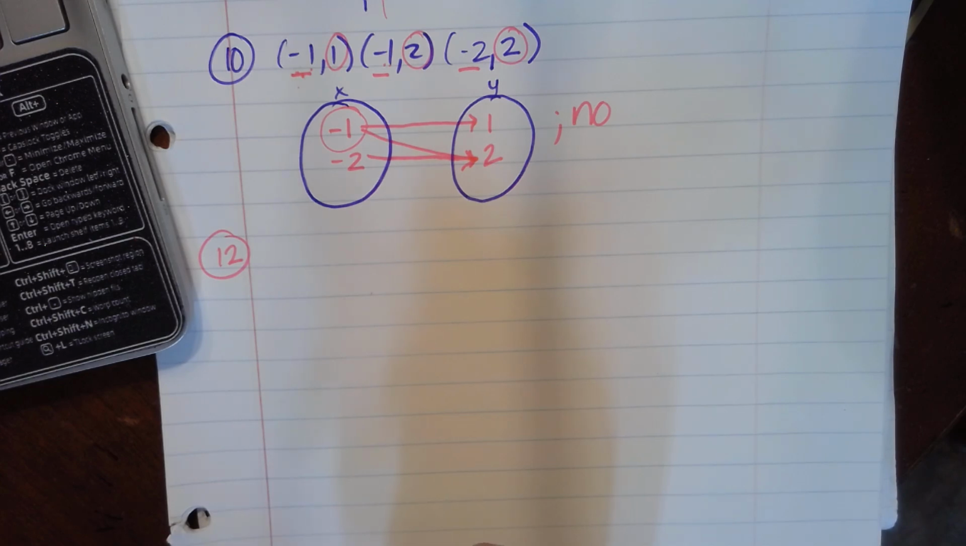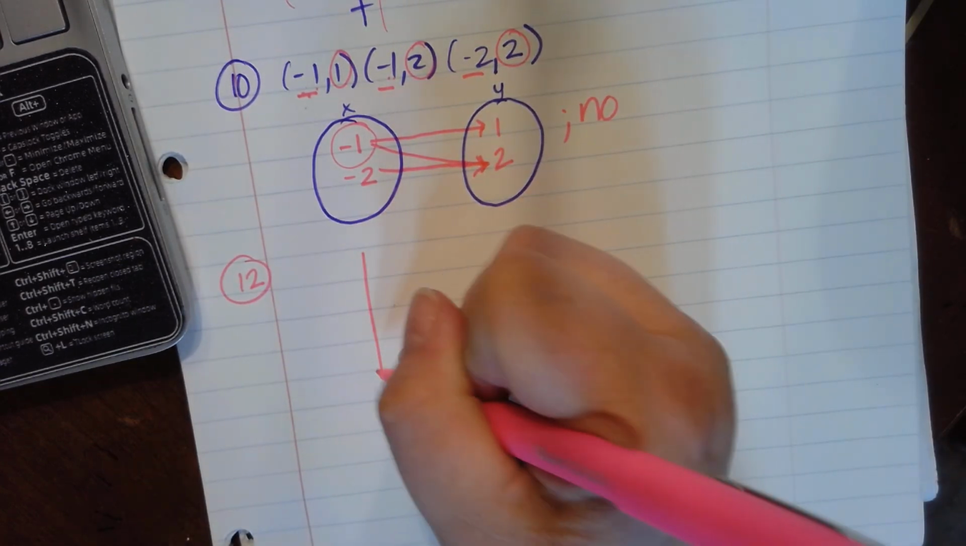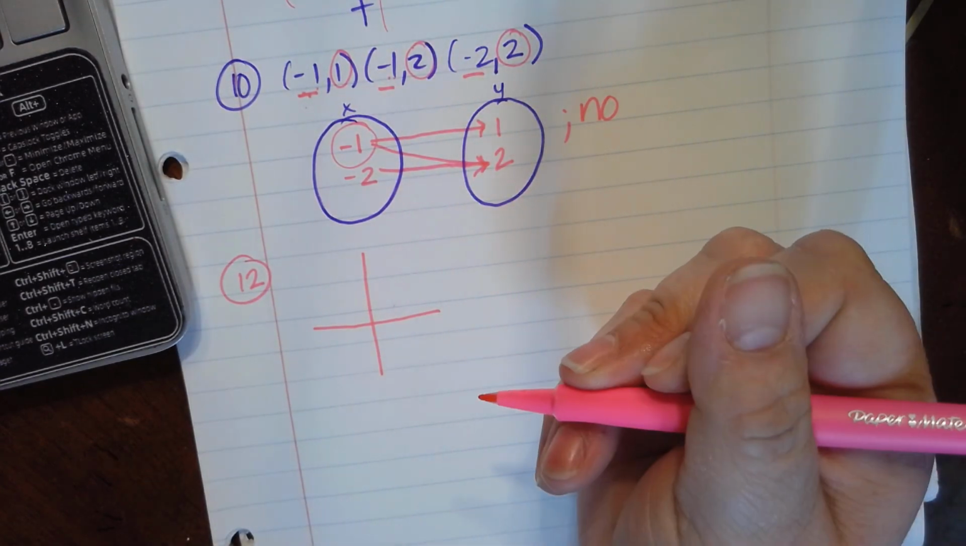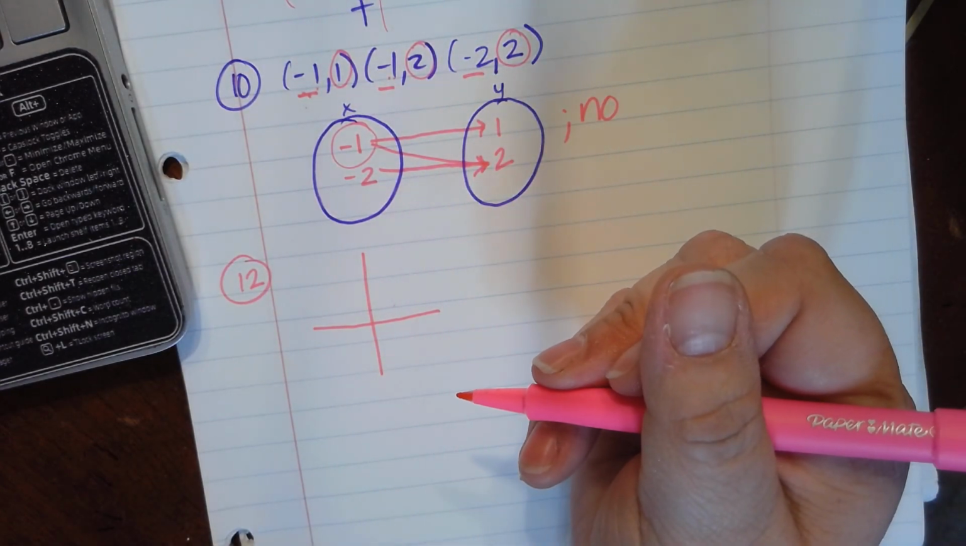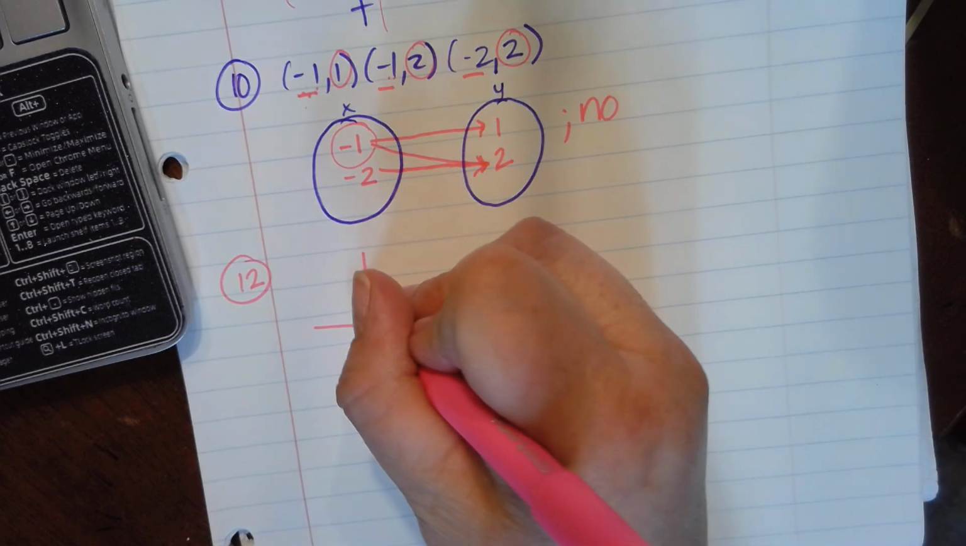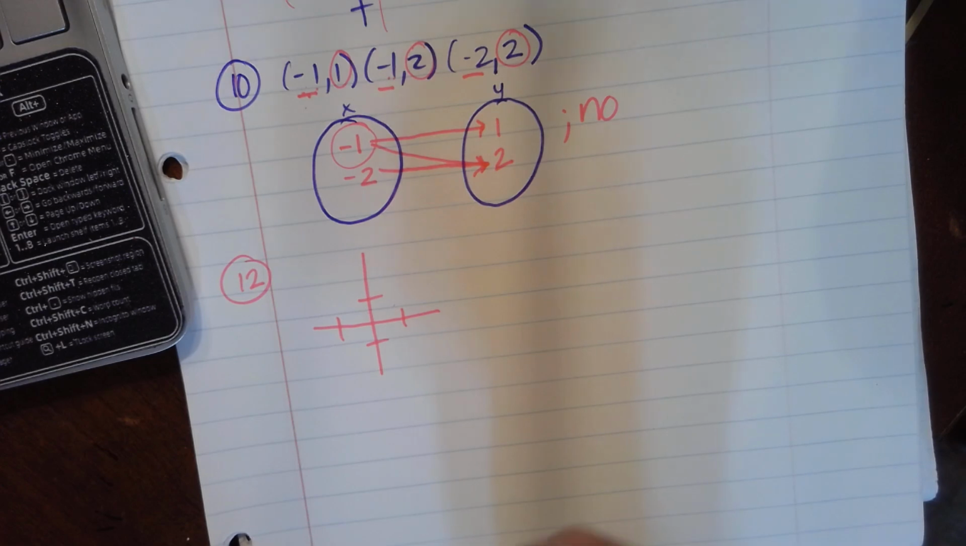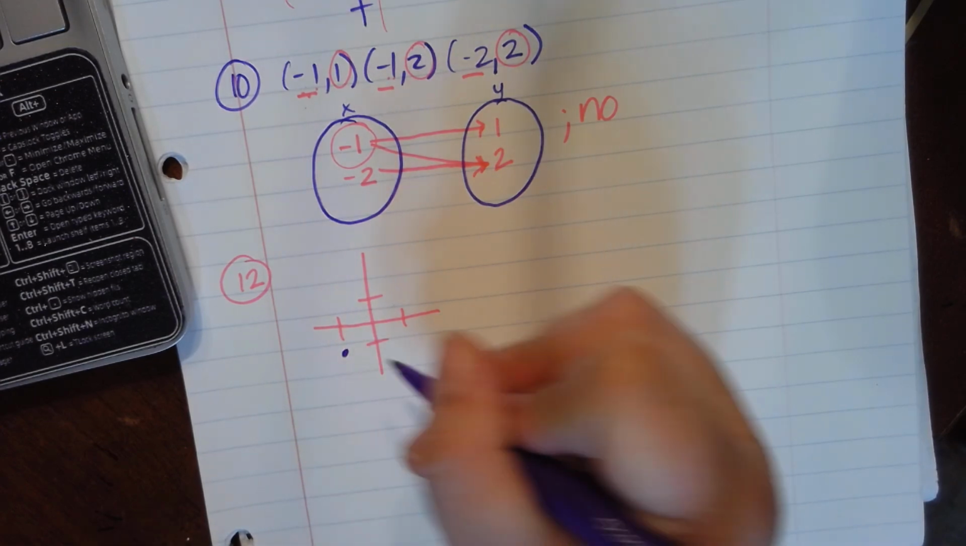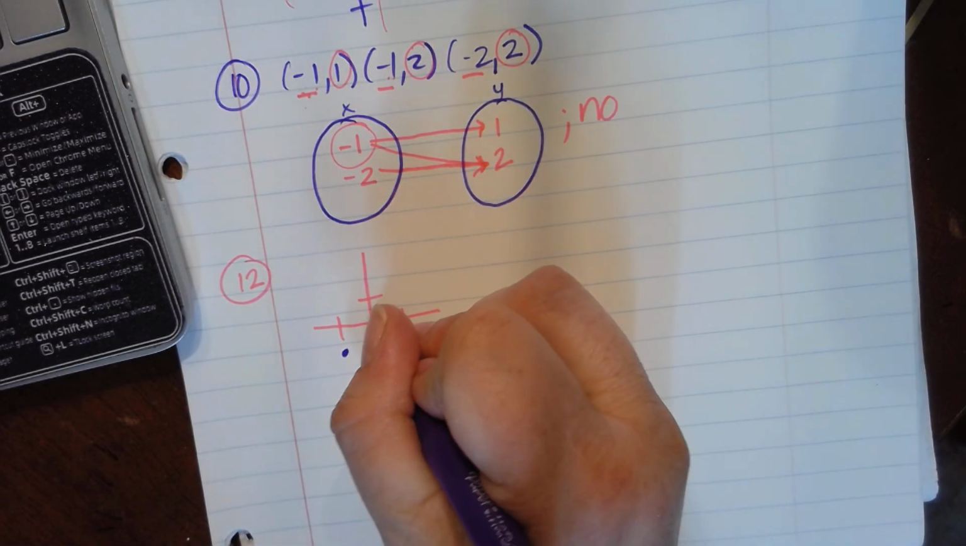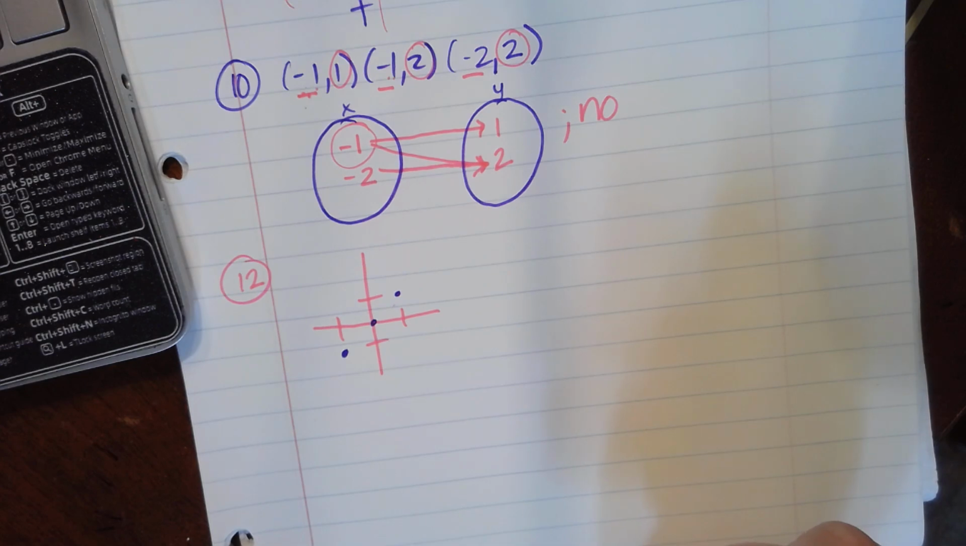Alright, for number 12, again, we're doing the mapping diagram and we're stating if it's a function. So yours will look something like this in your book. I'm just going to go up. I'm just going to go 1 on each of these. Okay, so I've got 1 here, 1 here, and 1 here.